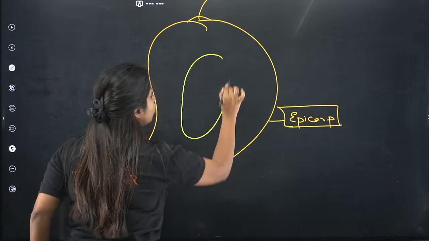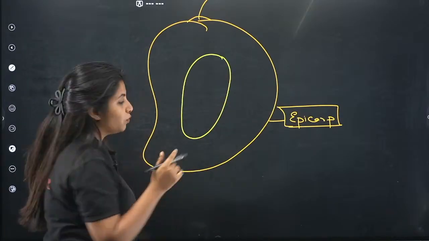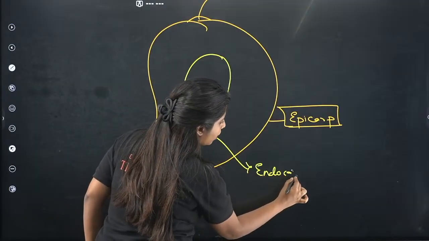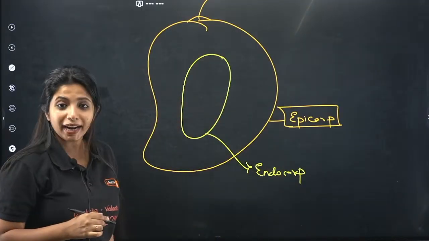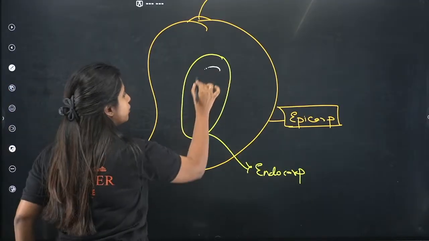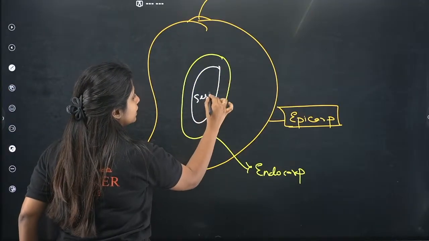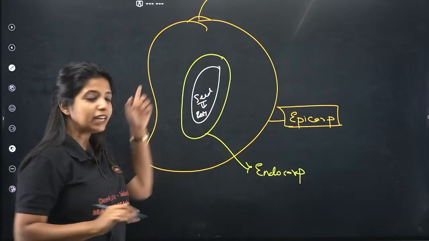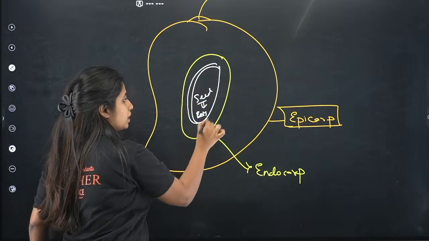Now you have one very hard thing over here, right? What do you call this? This is your endocarp. Inside the endocarp, what do you have? You will be having your ovule, that is nothing but the seed. Inside the seed, what will you have? You have the embryo, all of it. The seed has its own covering, that is testa and tegmen.